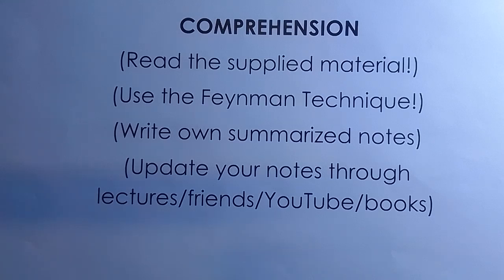So firstly, I said we had to scope the subject, which means we have to write mind maps, which will show us the structure of how everything is connected. Now we are on comprehension, which says we have to read the supplied material, but actively engage with it and not read passively. And we have to write summarized notes while not looking at them, and then update them through lectures, friends, YouTube videos, books, or whatever source you use.